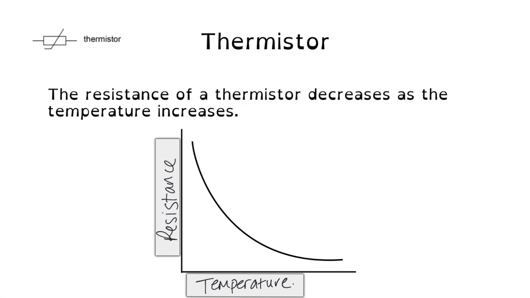Notice that it's a curve rather than a straight line, but either way, it's opposite to what a bulb is, because a bulb, as it gets hotter, the resistance goes up. A thermistor, as the temperature goes up, the resistance goes down.